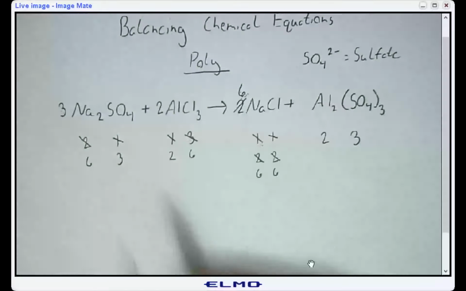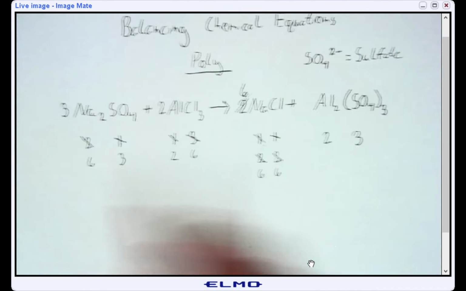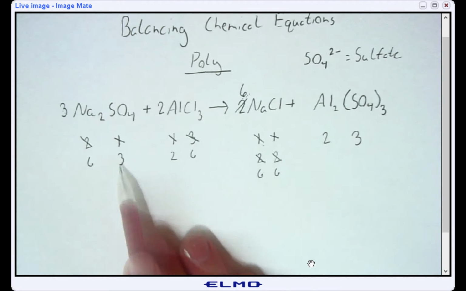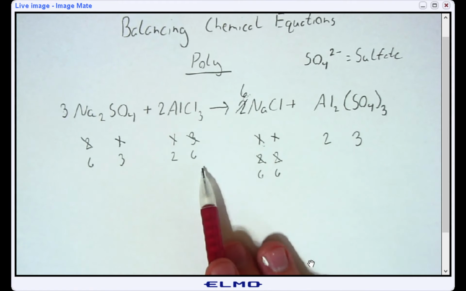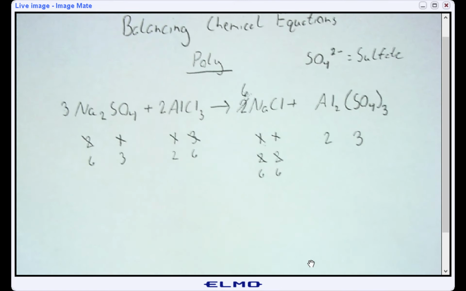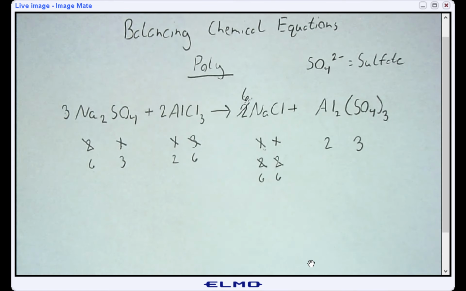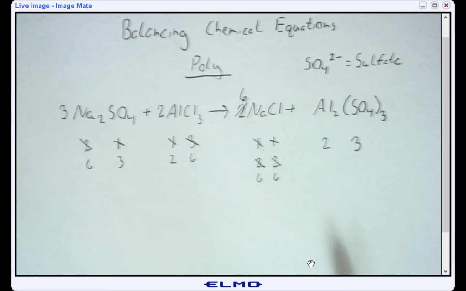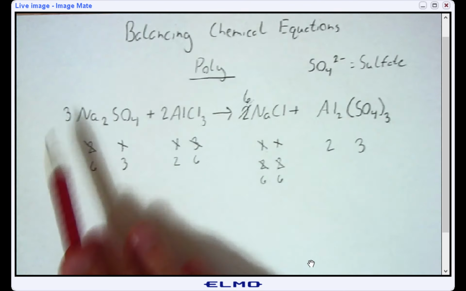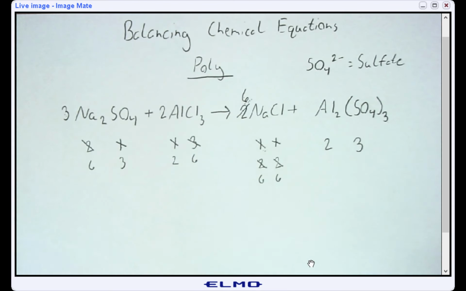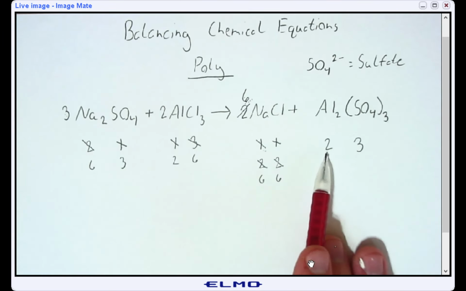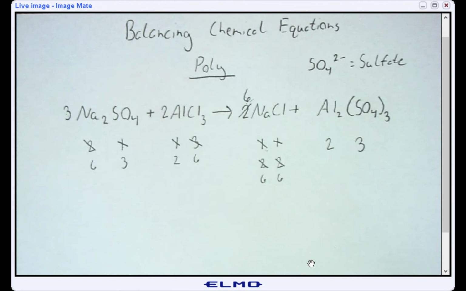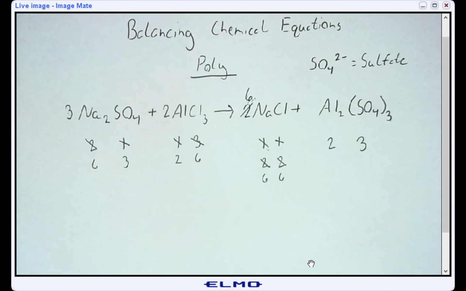All right. Recount. 6 sodium, 6 sodium, 3 sulfate, 3 sulfate, 2 aluminum, 2 aluminum, 6 chlorine, 6 chlorine, and we are done. This is a balanced chemical equation using the polyatomic method. Double check our work for stamp of approval. Make sure all of our coefficients can't be reduced. 3, 2, 6, and 1. They cannot be reduced, so we are good in the hood. This is the correct answer.